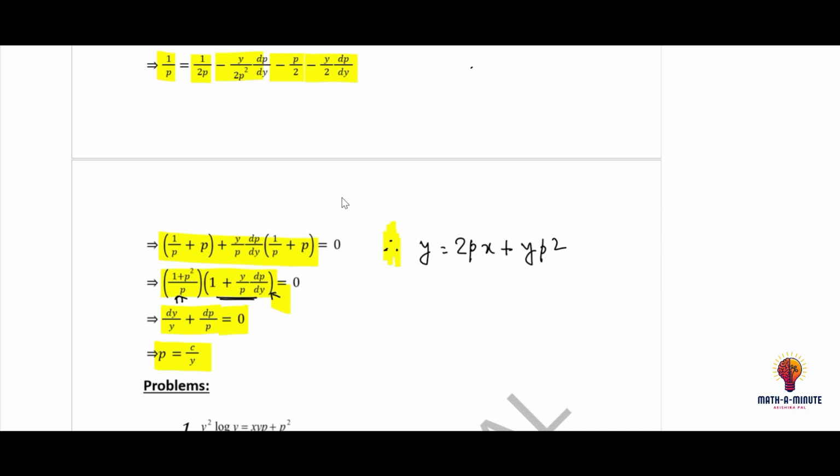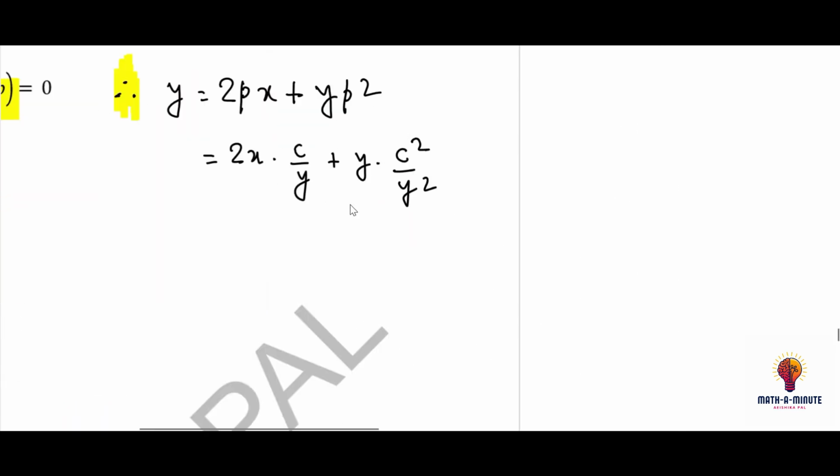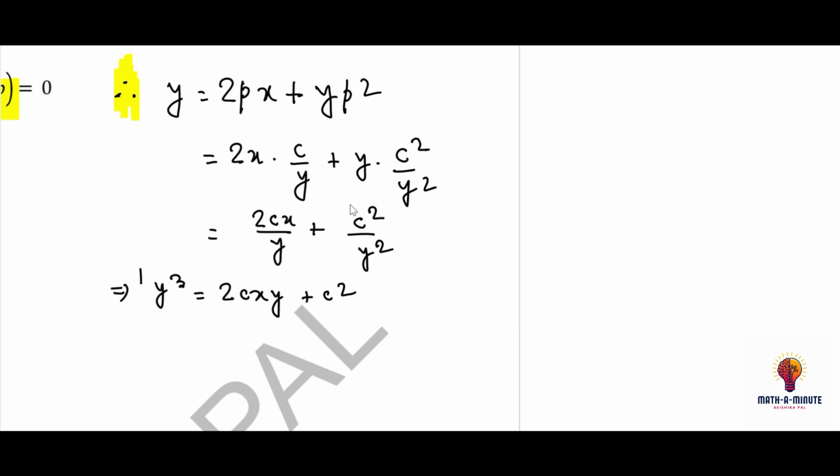So it will be 2x into c by y plus y into c square by y square. Okay. So therefore it will be 2cx by y plus c square by y square. You can simplify this a little bit more. So it will be y cube equals 2cxy plus c square, which is our required solution.